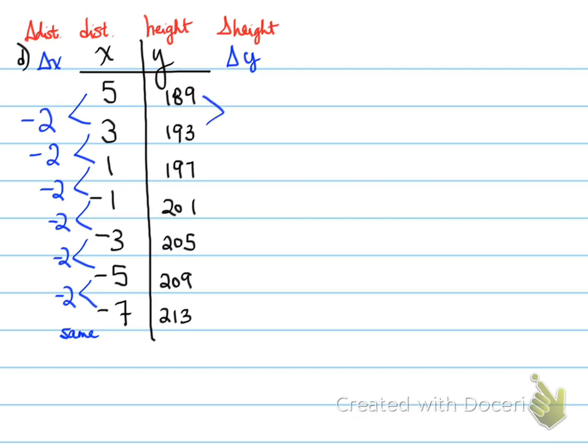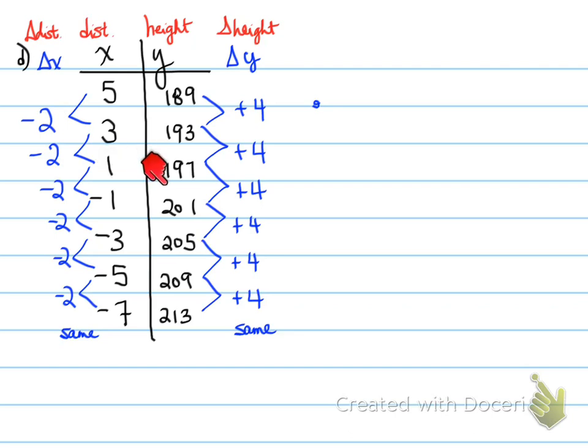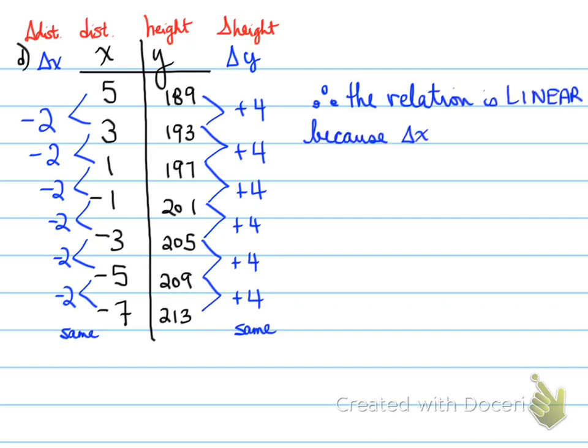We notice that 189 to 193 is up 4. And again, up 4. And again, up 4. And again, up 4. And finally, oh yes, that's right, up 4. So all of these values are the same. So what can we say about this type of relation? You guessed it. Therefore, the relation is linear because delta x and delta y are the same.